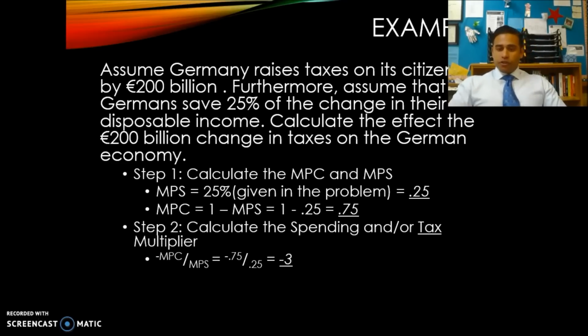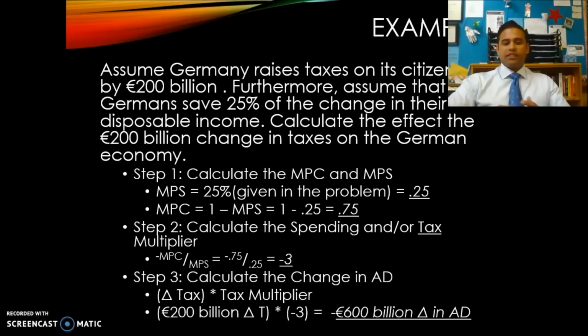Now we're going to take that information and calculate the tax multiplier. So we're using our new equation for the tax multiplier, which is negative MPC over MPS, which is negative 0.75 over 0.25. 0.25 goes into 0.75 3 times, and this is a negative number, so the tax multiplier is negative 3.